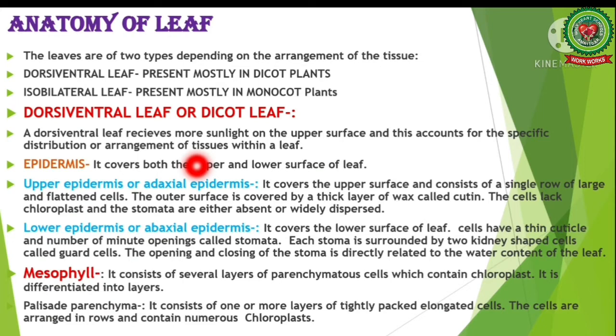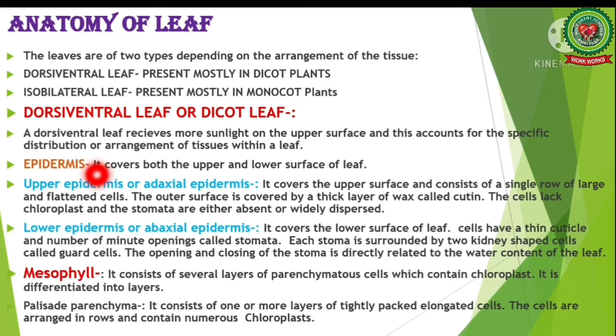Epidermis. Epidermis is the outermost layer. It is present on adaxial as well as abaxial surface. Here adaxial means upper surface and abaxial means lower surface. Epidermis present on adaxial surface is called upper epidermis. Epidermis present on abaxial surface, that is on lower surface, is called lower epidermis. Epidermis consists of a single layer of compactly arranged living cells.